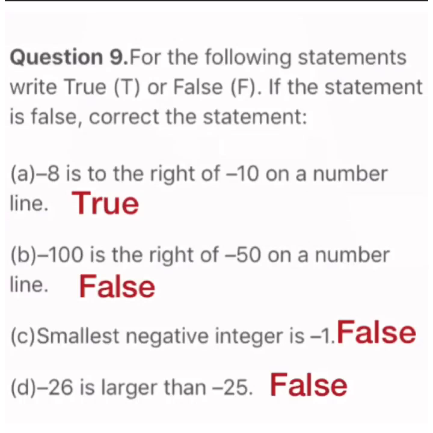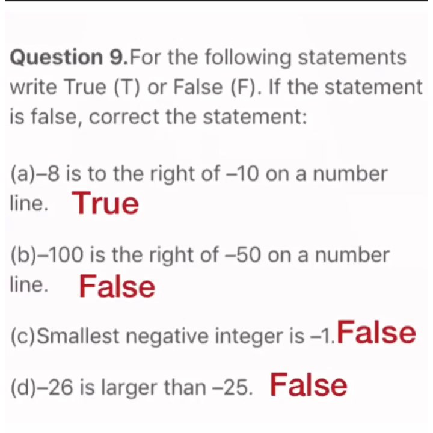Now the next one is minus 100 is to the right of minus 50 on a number line. Children, this statement is a false statement. Okay, and we have to correct this statement. So what is the correct statement for this statement? Yes, minus 100 is to the left of minus 50 on number line.